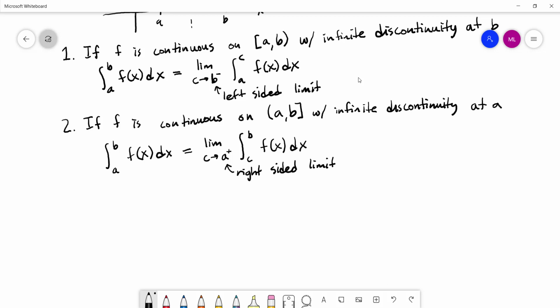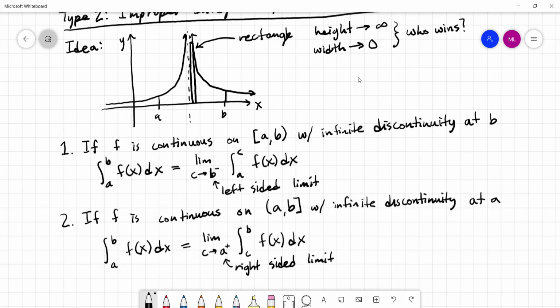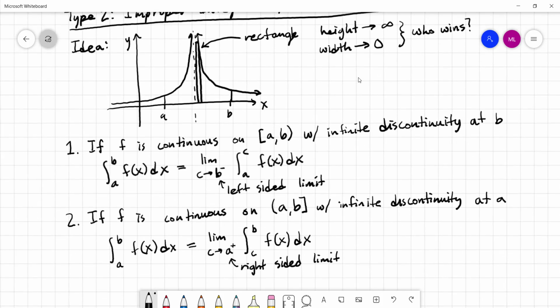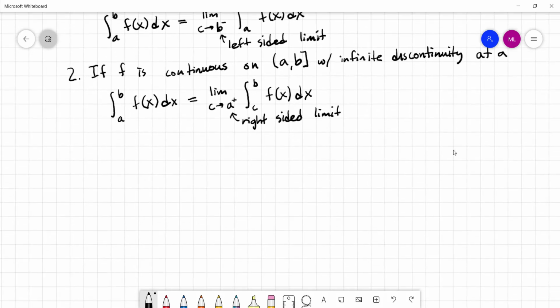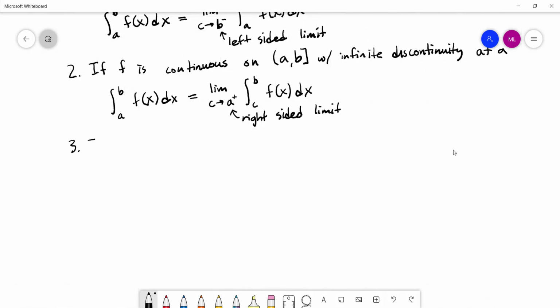Okay, so we're taking one-sided limits. And if we have a case like the one I drew up here where the asymptote is in the middle, then we're going to have to do the same thing we did before. We're going to have to combine these two types of integrals together. So let's do that third case. If f is continuous on all of [a, b] except at that asymptote, so except for an infinite discontinuity.